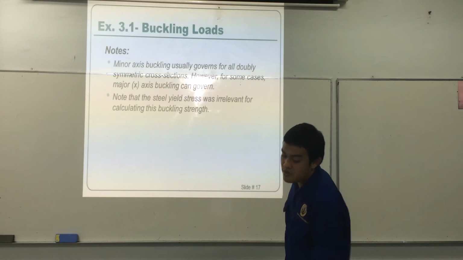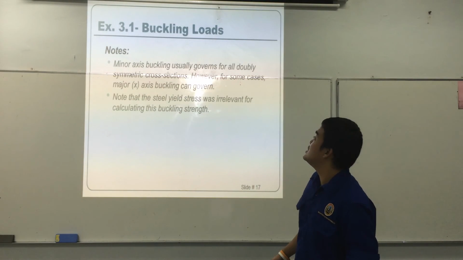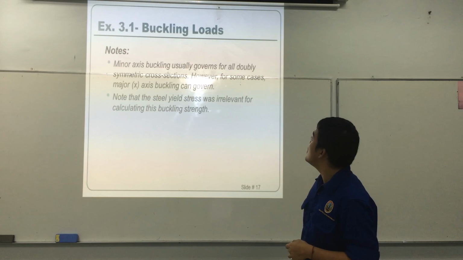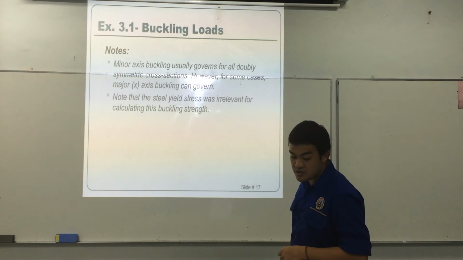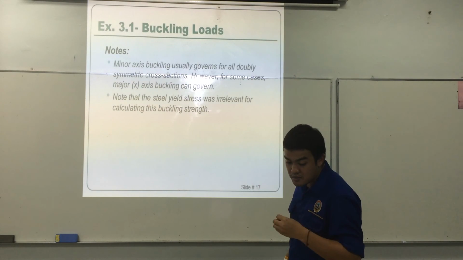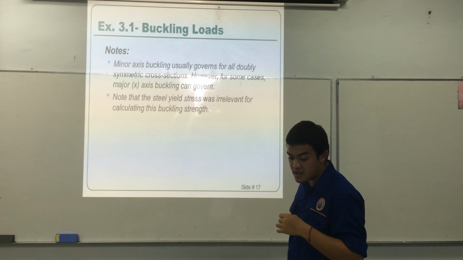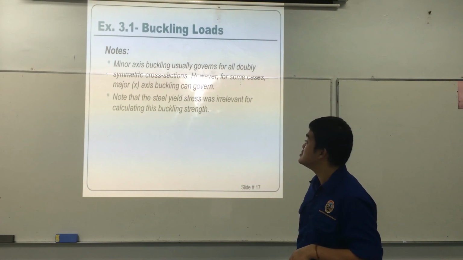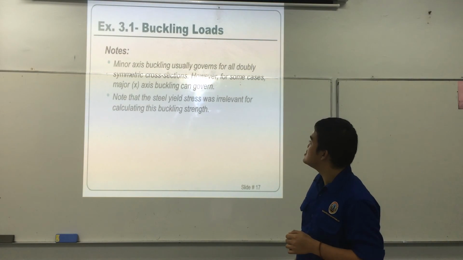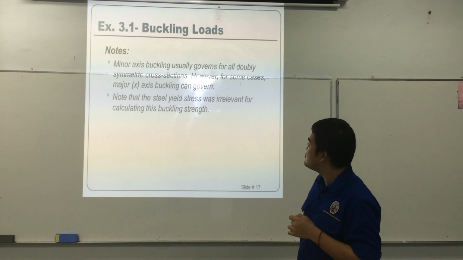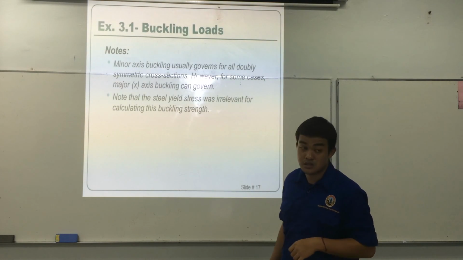Note that minor axis buckling is usually common for all doubly symmetric cross sections. However, for some cases, major x-axis buckling can govern. The steel yield strength is irrelevant for calculating this buckling strength.